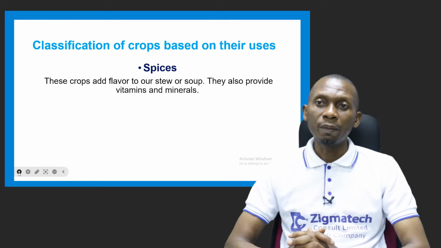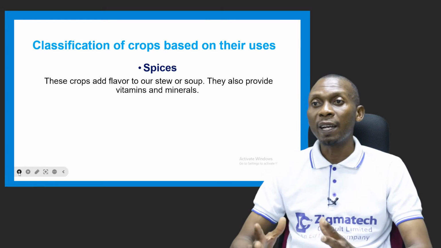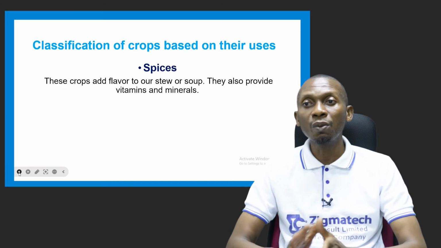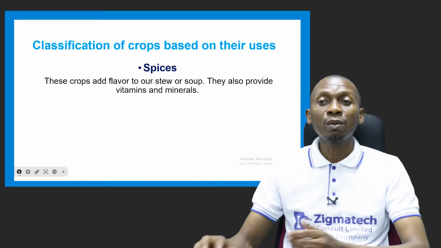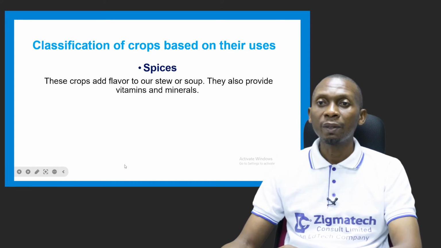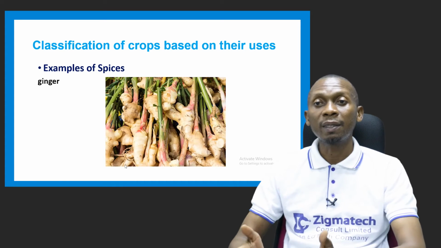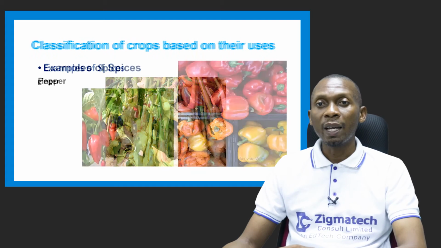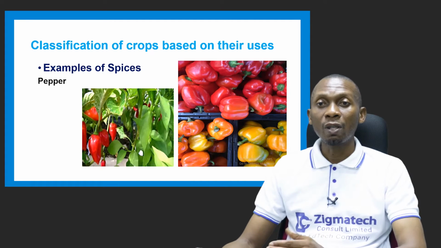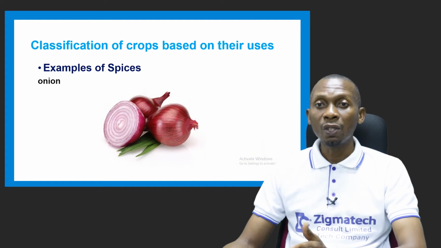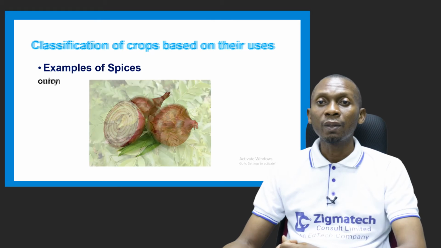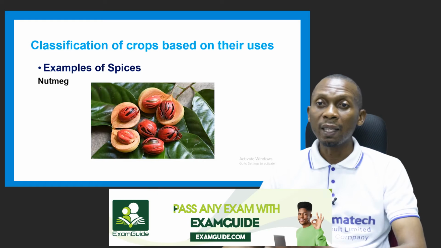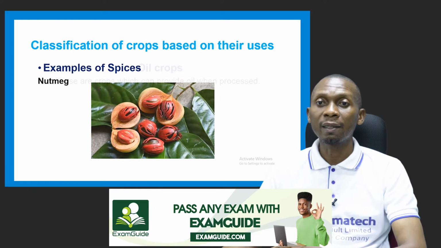We have another set of crops which are classified based on their uses as spices, and these are crops that add flavor to our stew or soups. They also help to provide us with vitamins and minerals. Examples of such crops are ginger, the botanical name is Zingiber officinale. We have pepper, that's Capsicum annuum. We have onions, Allium cepa. We have curry, we have nutmeg. These are examples of crops that are referred to as spices.